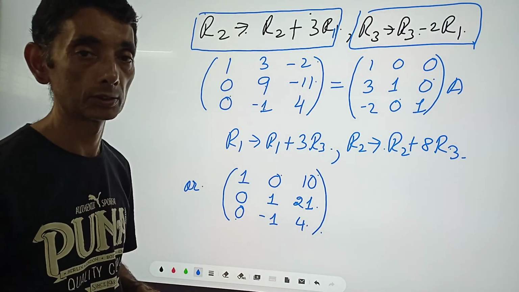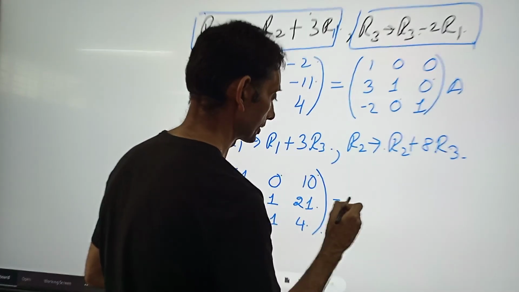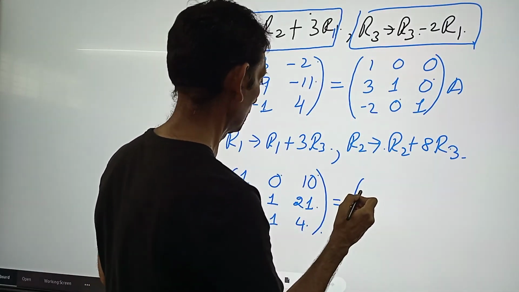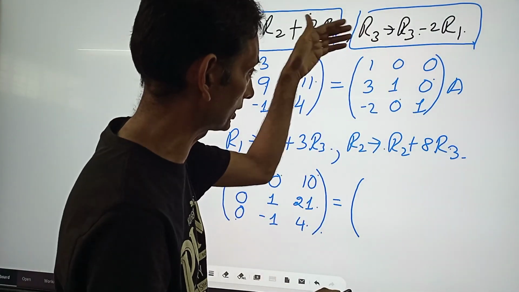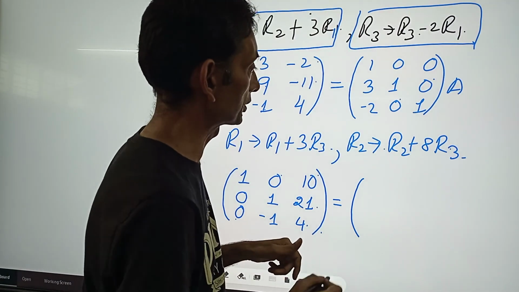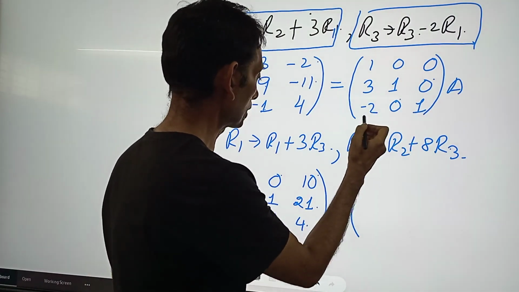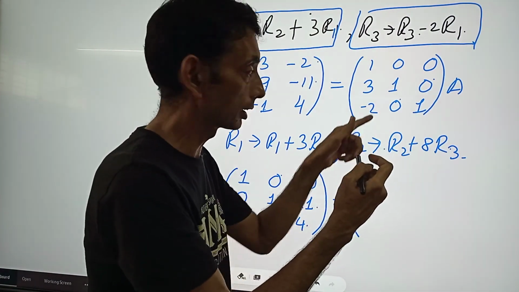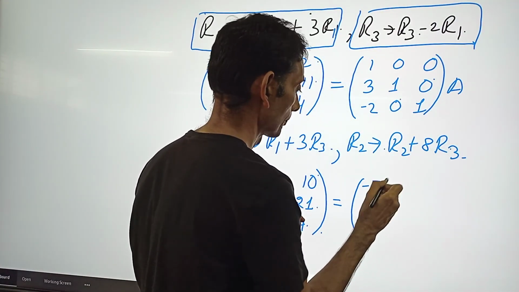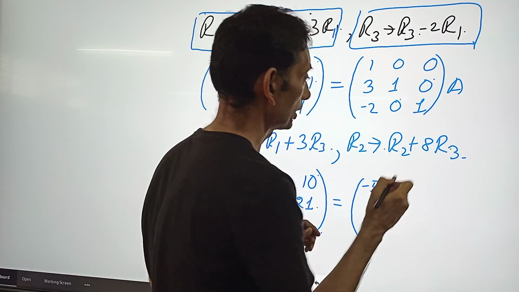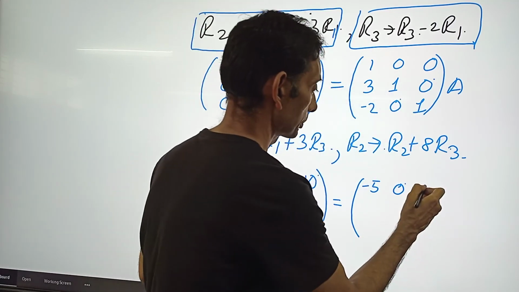Yes, done. And similarly we need to check this. The first row, what are the changes? You are multiplying the third row by 3 and adding with the first row. So this one, if you multiply by 3, it will be 3 times 2, which is 6, -6 plus 1, it has to be -5. There is no change in this number, and you are multiplying this one by 3, so it has to be 3.